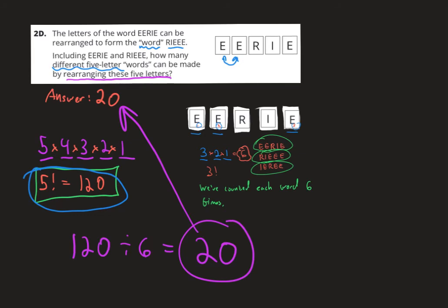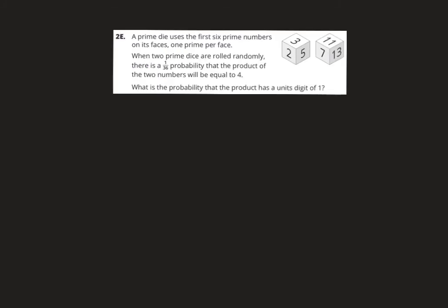Wait, what? On to the next problem. Okay, this is a really cool problem. Anytime I see the word primes, I just get excited.